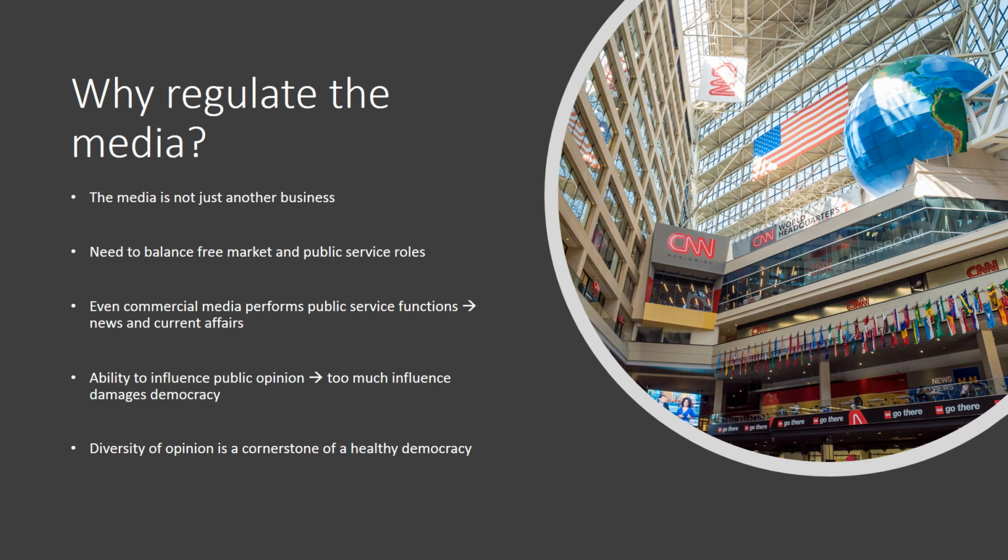The notion of influence is another very important reason why the media needs to be regulated, why we need laws and policies that control, if you like, the media. So again, this comes back to the idea that the media has the ability to influence public opinion. Too much influence is seen as potentially being very damaging for democracy. Too much influence damages democracy. And that flows into the principle of diversity of opinion.